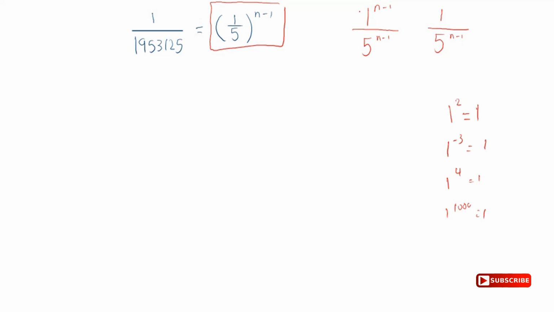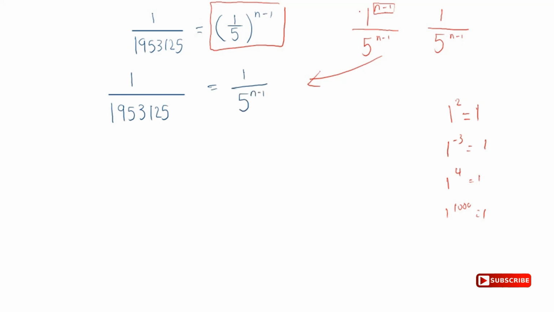Hence, that is why I've basically left that one out, because 1 raised to the power of anything will always be 1. And you're going to be left with 5 to the power of n minus 1. Okay, so I'm going to put that there. So it's 1 all over 1953125, which is equal to 1 over 5 raised to the power of n minus 1.